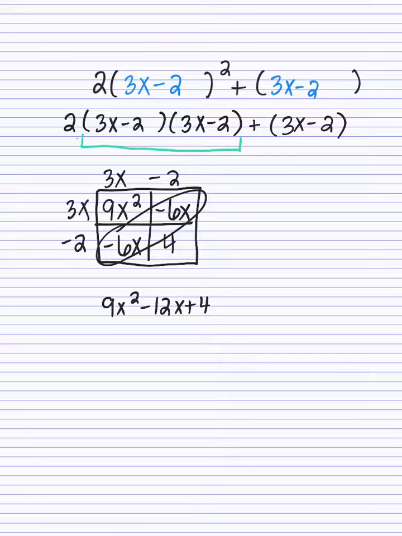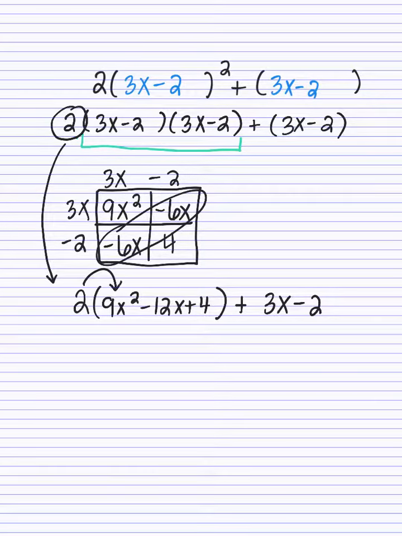Now we cannot forget that this 2 right here needs to be brought down. So this whole expression that we just multiplied needs a parentheses so that we can distribute the 2. Plus 3x minus 2 from the original problem.